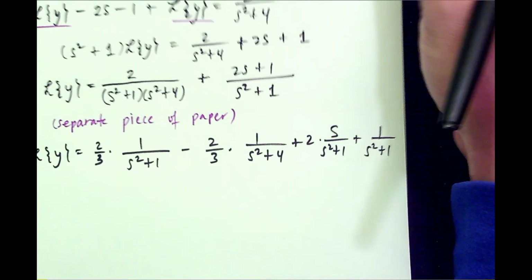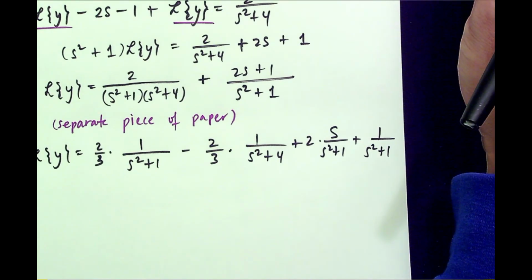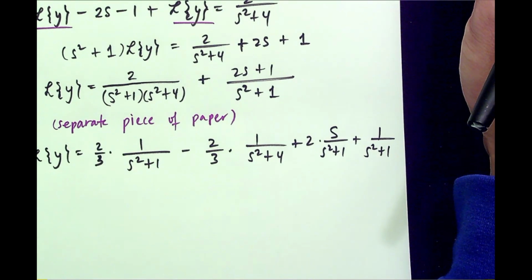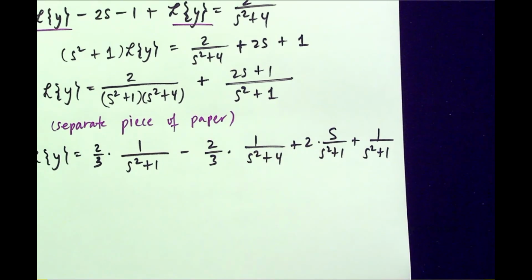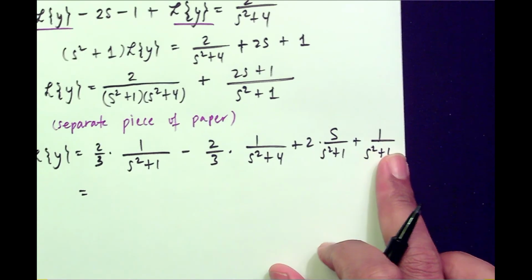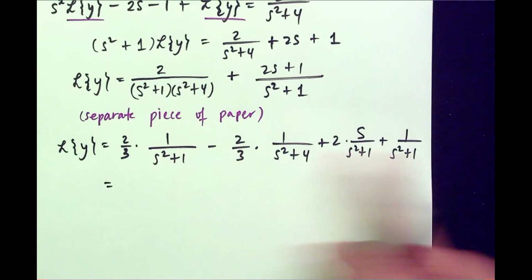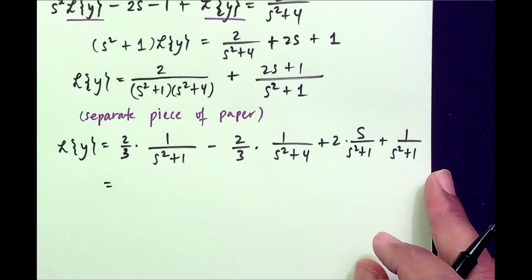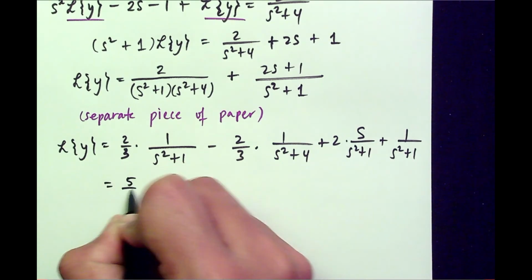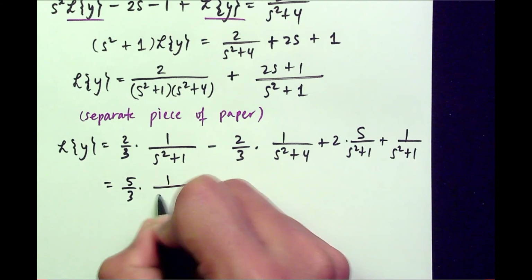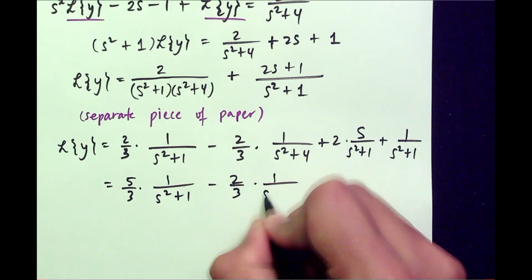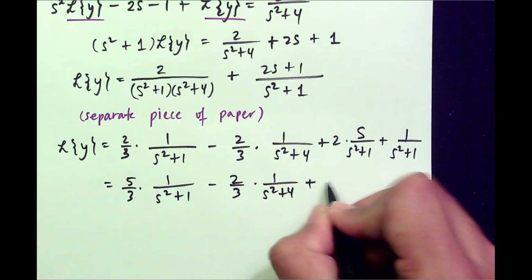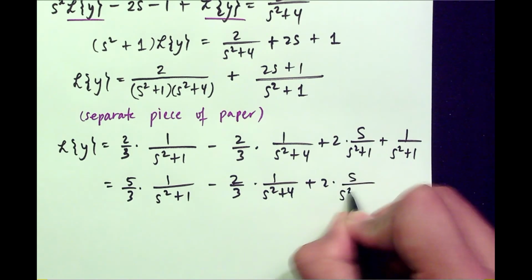Note that these two are like terms. We can combine those two, to make this slightly simpler. So let's combine them. 2/3 and 1 is 5/3. So 5/3 times 1 over s squared plus 1, minus 2/3 times 1 over s squared plus 4, plus 2 times s over s squared plus 1.